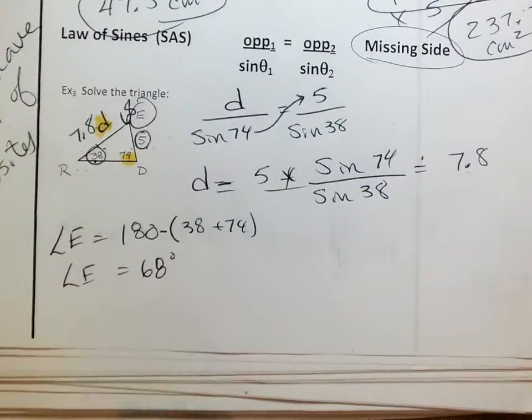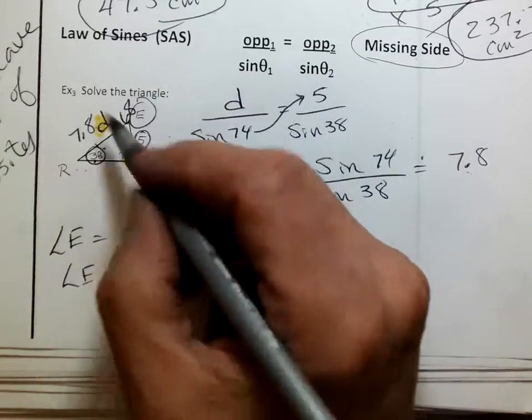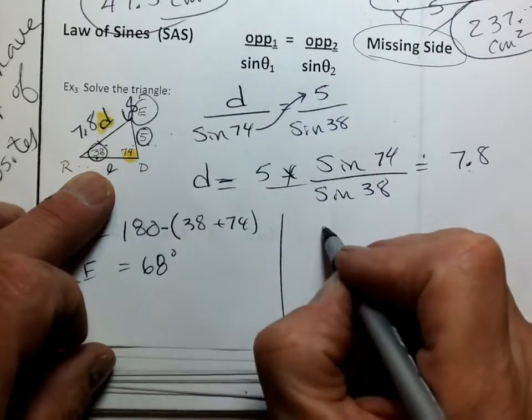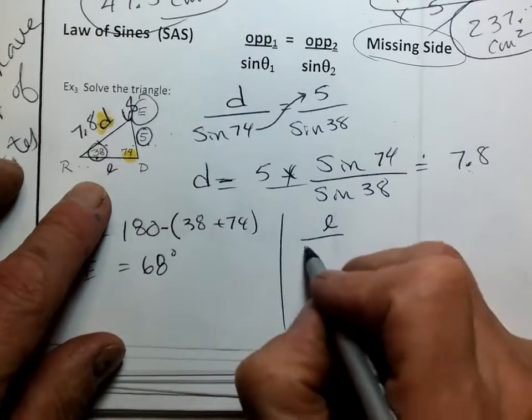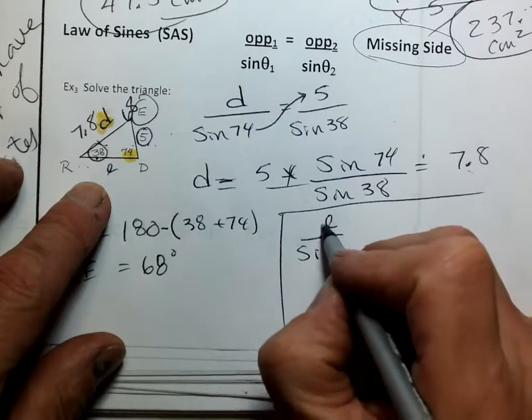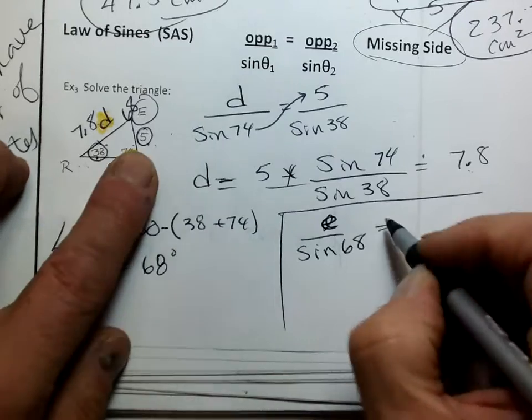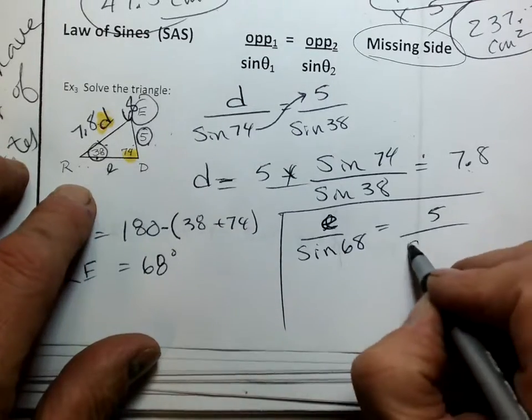Now, to find little e, listen. No Pythagorean theorem. Why not? It's not a right triangle. So we're going to have to use the law of sines again. Does that make sense? Don't use Pythagorean theorem, but we can set up little e over the sine of 68 will equal 5 over the sine of 38.